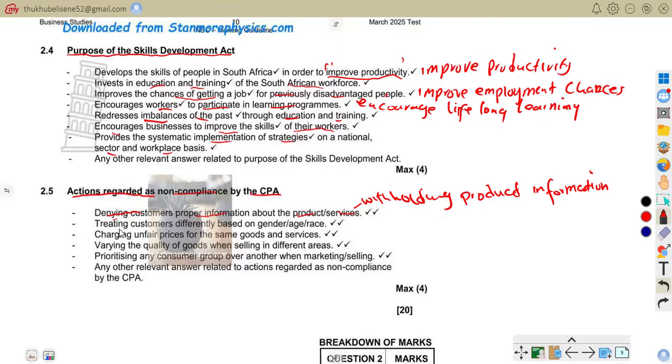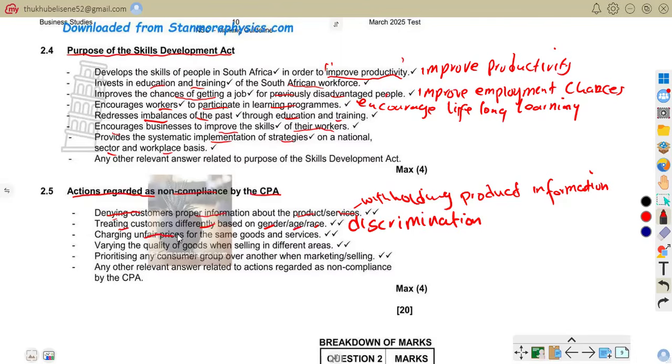That is that. Treating customers differently based on gender, age, or race. Here we are talking about what? Discrimination. We are talking about discrimination. So that is that. Let us move on.